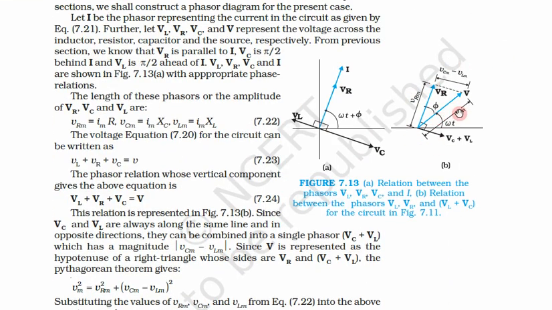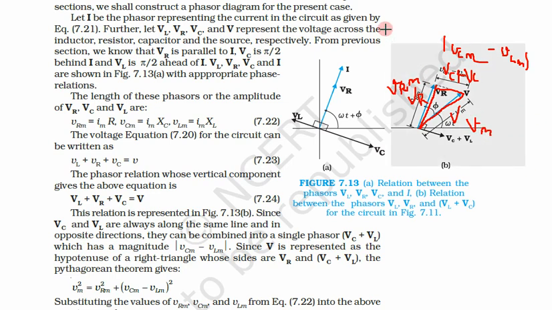So this was our diagram. So this was V, this was VR, and this was Vc plus VL, and the magnitude was VCM minus VLM. Here it was VRM and this was VM.